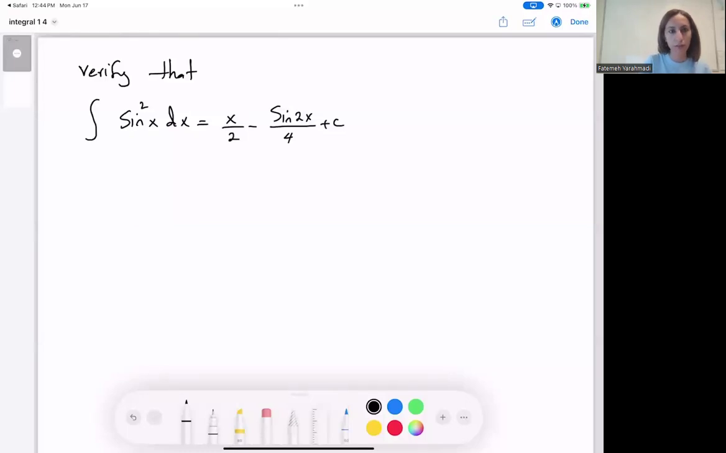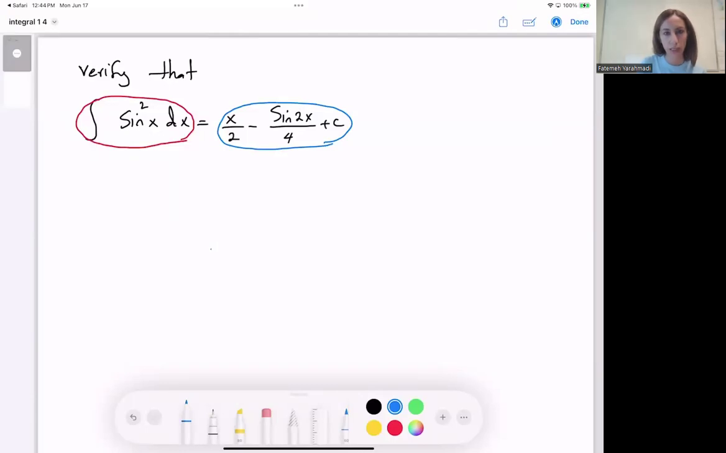So suppose you want to verify that the integral on the left-hand side, the integral of sine squared of x dx, is equal to x divided by 2 minus sine 2x divided by 4. How do we do that? In these cases, we usually say, hey, we have a quantity on the left-hand side, which is an integral, and we have a quantity on the right-hand side, which is this expression here. To show that the left-hand side and right-hand side are equal to each other, we're going to take the derivative of both sides.